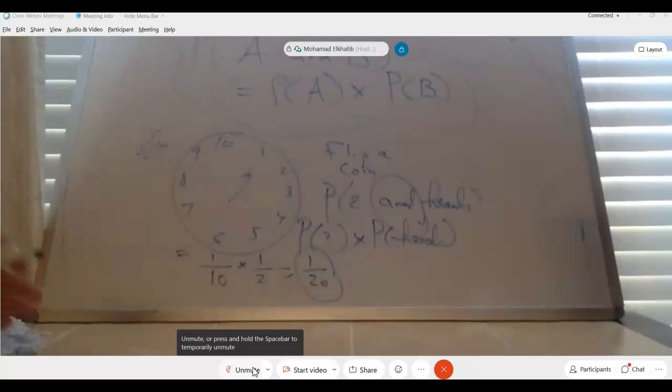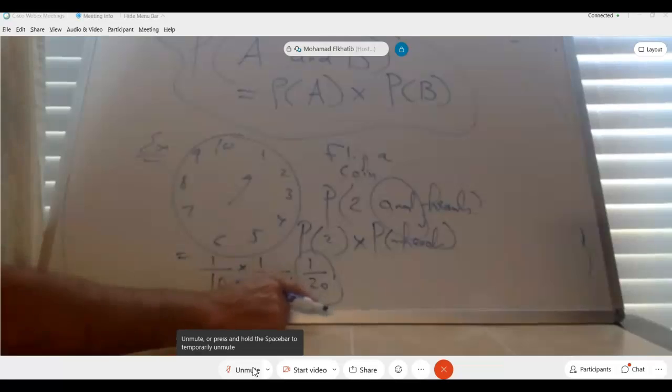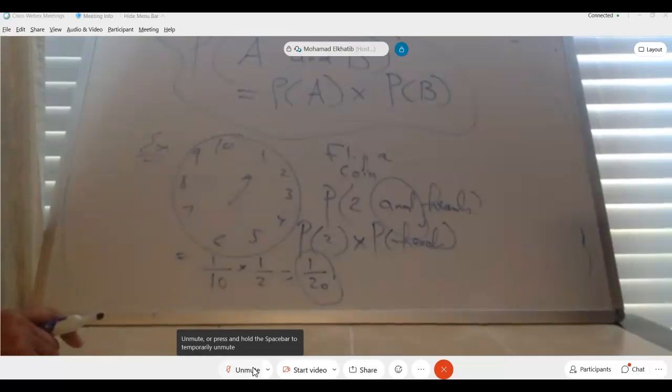So what does that mean? If I spin the wheel and flip the coin 20 times, one of those 20 times I will get 2 first and then heads. So whenever you see the word and in the question, you don't add the probabilities, you multiply them. Is that clear, class? Are we good?